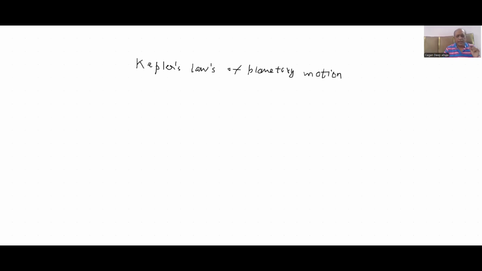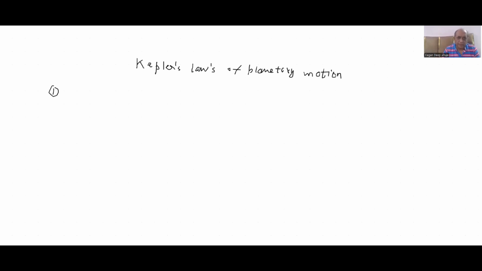Kepler analyzed the astronomical data based on Copernicus theory. And due to this, he formulated some laws of Kepler, which were later called Kepler laws of planetary motion. So let's first study about the Kepler's first law.